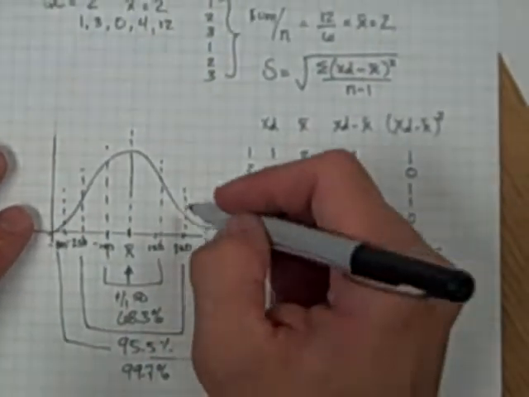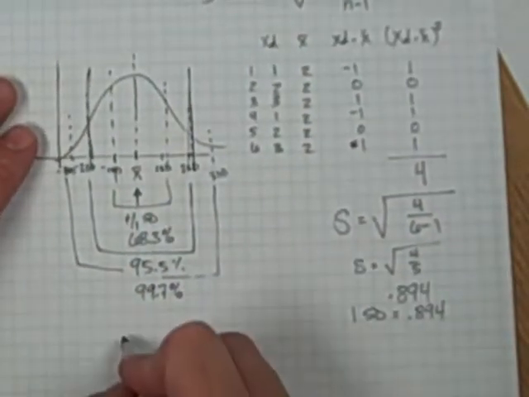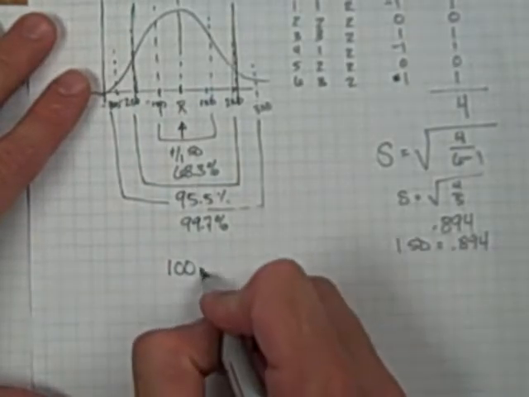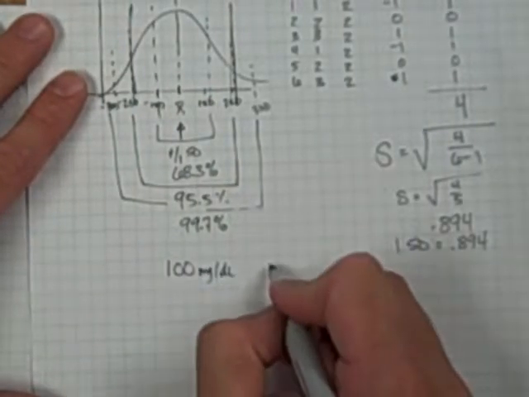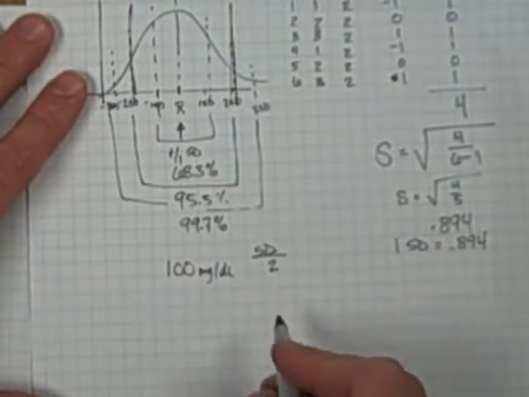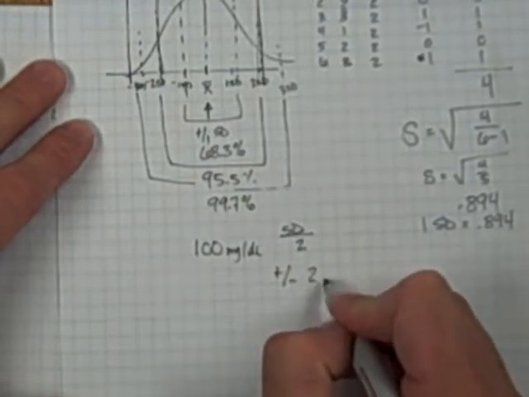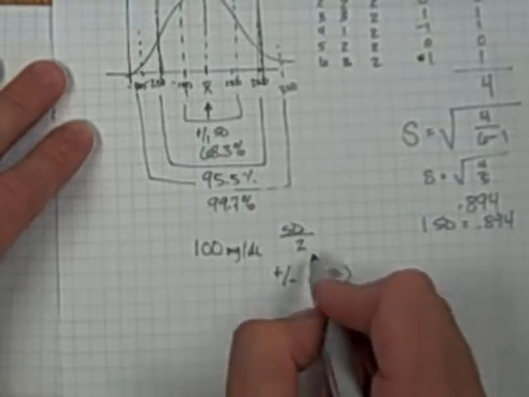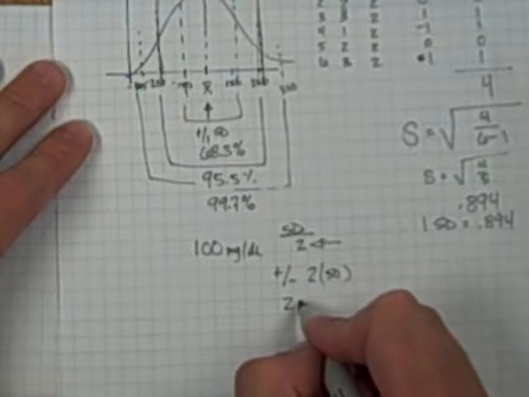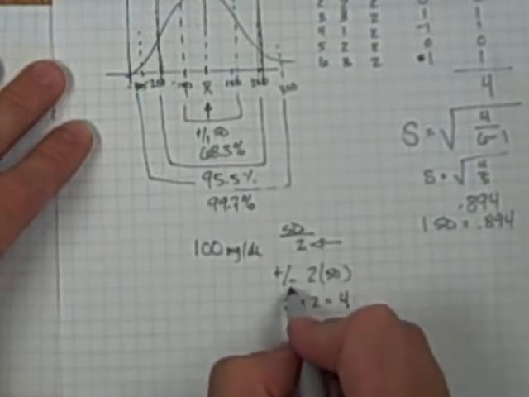So, in the lab, the magic number is typically 2 standard deviations. So if I have a glucose control that's 100 milligrams per deciliter, and I know that my standard deviation is 2, then I can find my range by simply going plus and minus 2 standard deviations. So 2 standard deviations would be 2 times 2, which is 4. So now I'm looking at plus or minus 4.